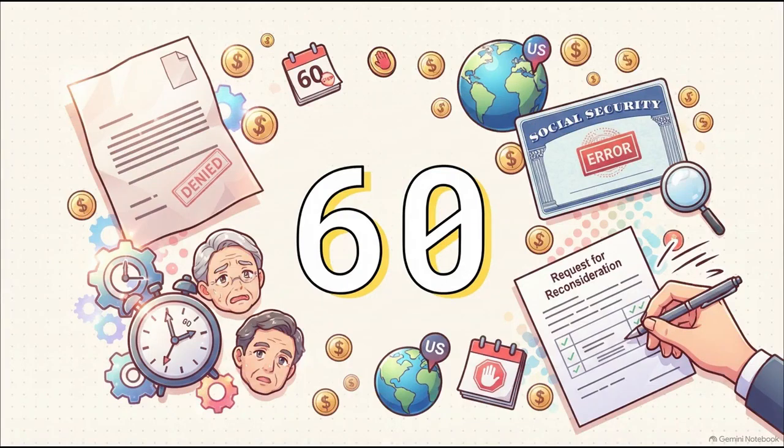But there is a massive catch, and the magic number is 60. You only have 60 days from receiving your denial notice to file that initial request for reconsideration. Technically, it's 65 days if it comes by mail, just to account for shipping. If you miss that window, your appeal rights for that specific decision completely evaporate. So you have to move fast.